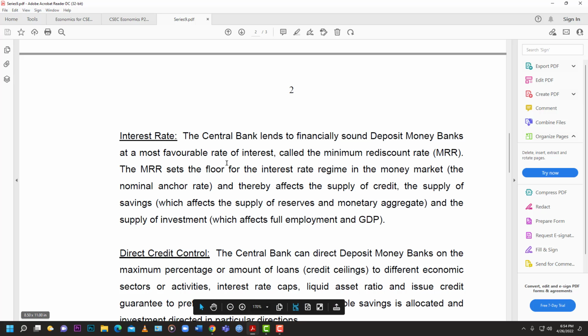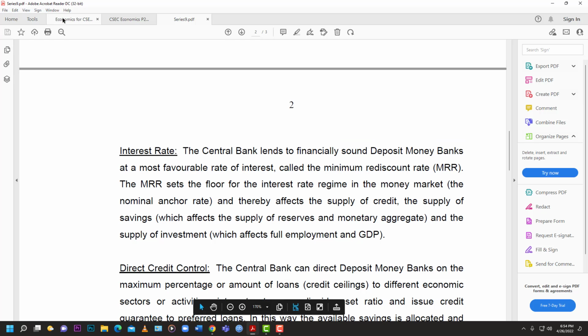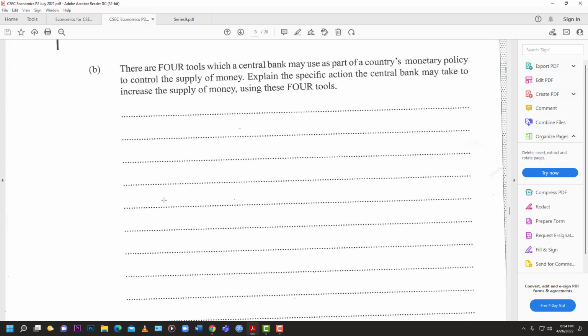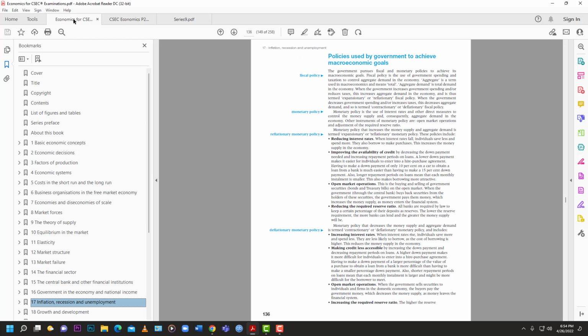So interest rate. Central banks lend to financially sound deposit money banks at the most favorable rate of interest, called the minimum rediscount rate. Some people call it the repo rate. And so that would affect the supply of credit. If it's a low interest, the credit would be cheaper, and as such there will be more money circulating in the economy, right? More loans, more money circulating in the economy. So that's one, manipulating the interest rates. The interest rate is a tool that they can use.